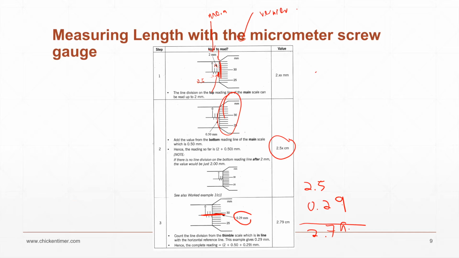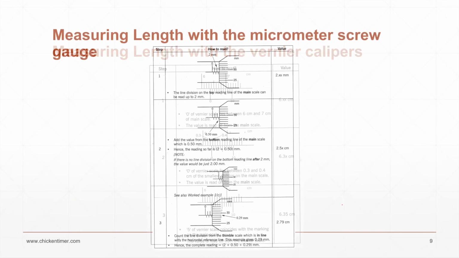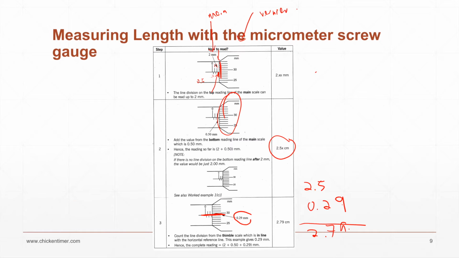Okay. So I did not cover the zero error because I think zero error is not tested. So there are zero errors for this and this. I conveniently left them out. If you see them appearing in your paper, then we will talk about it again.